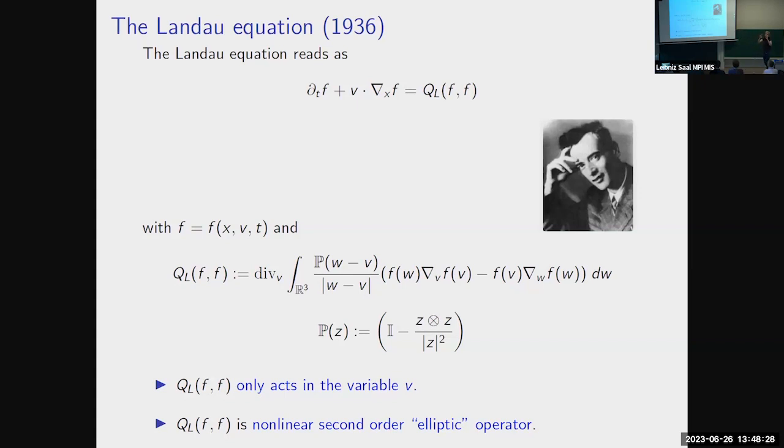The left-hand side of the equation describes the transport in the system. The right-hand side describes the collision, and the Landau collision operator has this form. It is the divergence with respect to v of the difference of two terms. It only acts in the velocity variable, so collisions are localized with respect to space and time. It is a nonlinear, second order, and I put in quotation marks, elliptic operator. We will see why that is.